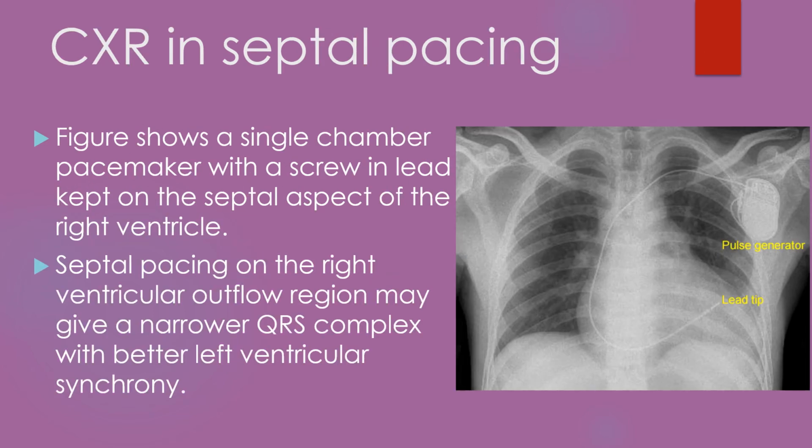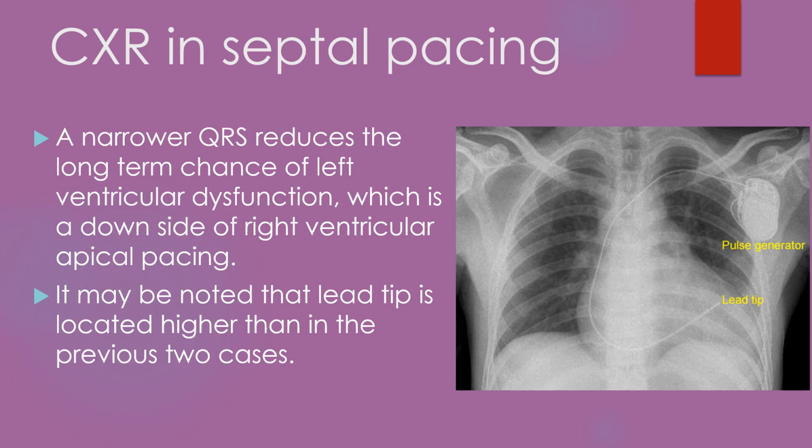This figure shows a single chamber pacemaker with a screw-in lead kept on the septal aspect of the right ventricle. Septal pacing on right ventricular outflow region may give a narrower QRS complex with better left ventricular synchrony than right ventricular apical pacing. A narrower QRS reduces the long-term chance of left ventricular dysfunction, which is a downside of right ventricular apical pacing. It may be noted that lead tip is located higher than in the previous 2 cases.